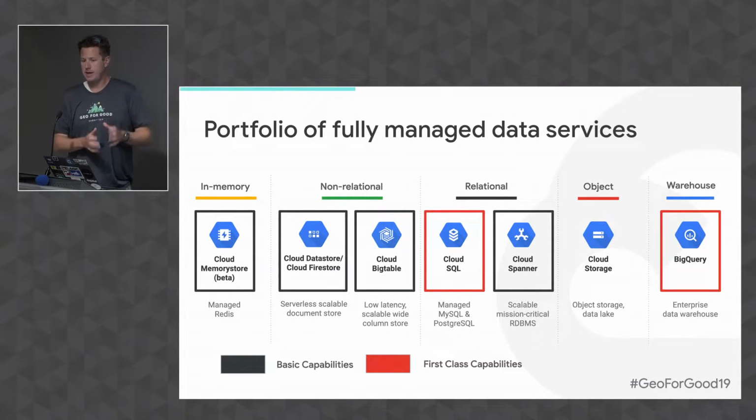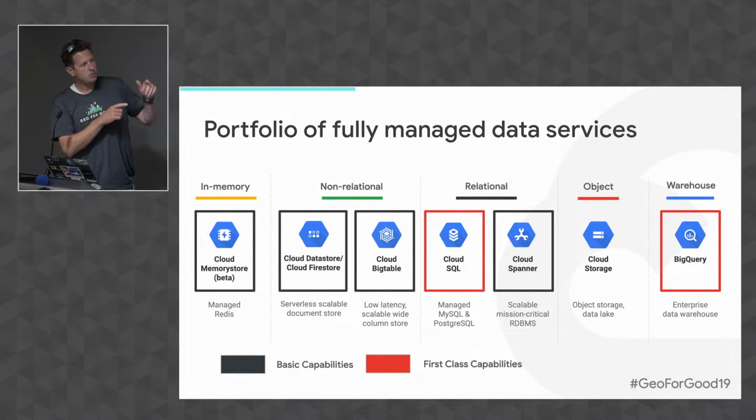All of these data stores have the ability to have what I would call basic geospatial capabilities. For instance, Datastore, and Memorystore, which is a hosted Redis, is a NoSQL database, and you can create a point. Then you can write your own Haversine formulas to do a spatial query. But you're writing them.